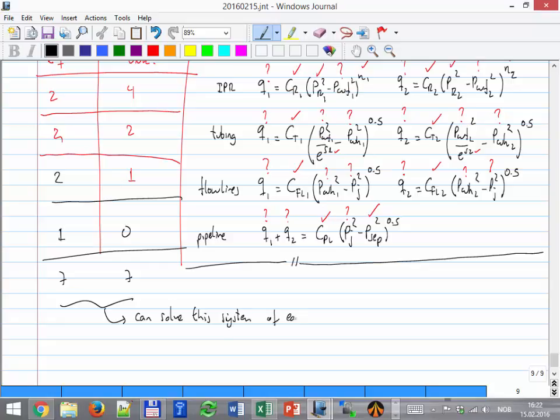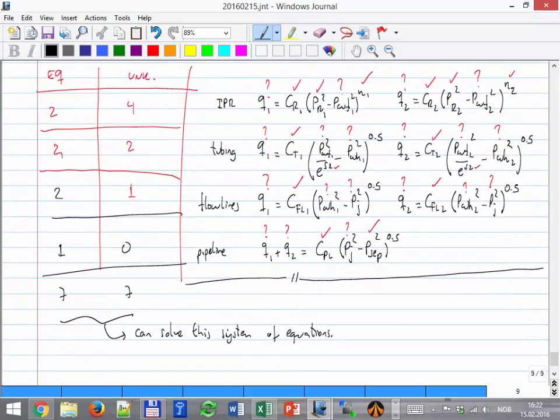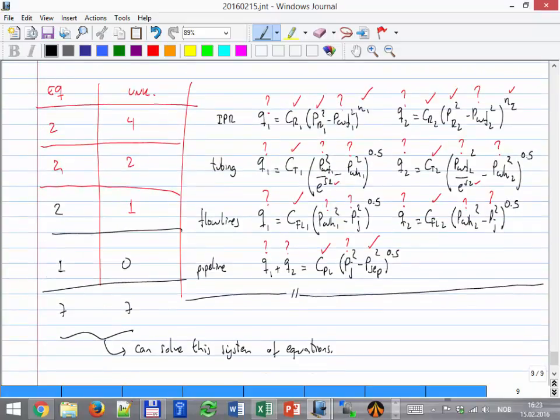Of equations. Okay. That clear? Yeah. So for this very simple case, you can use... So what kind of method do you use to solve these equations?